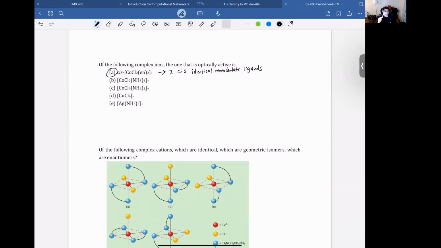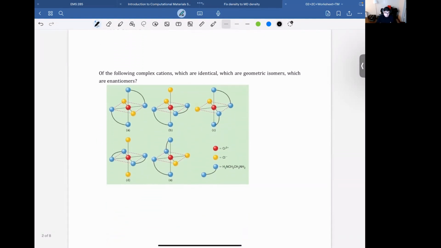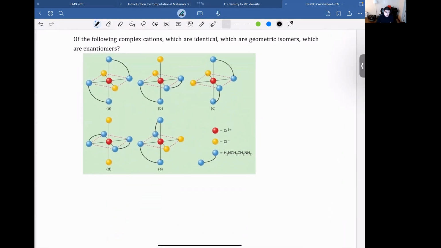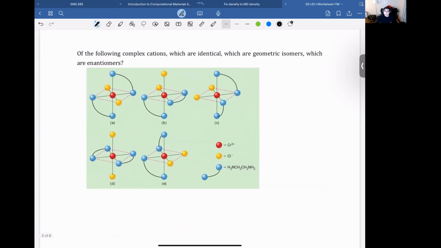For D, it's tetrahedral and all ligands are the same, so it's not optically active. And the last one, it's not tetrahedral or octahedral. It's a linear shape. So the answer here is A. Next, it says, of the following complex cations, which are identical, which are geometric isomers, and which are enantiomers, which are optical isomers. All right.